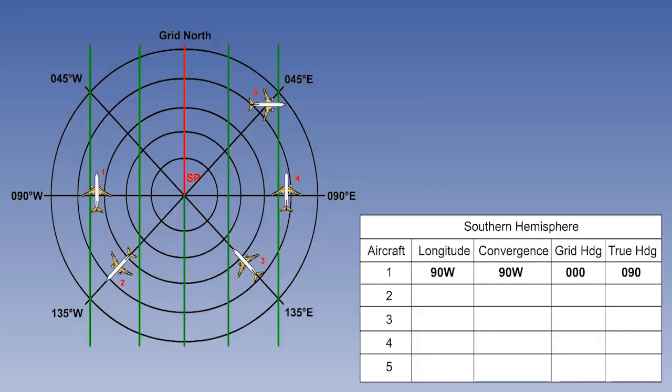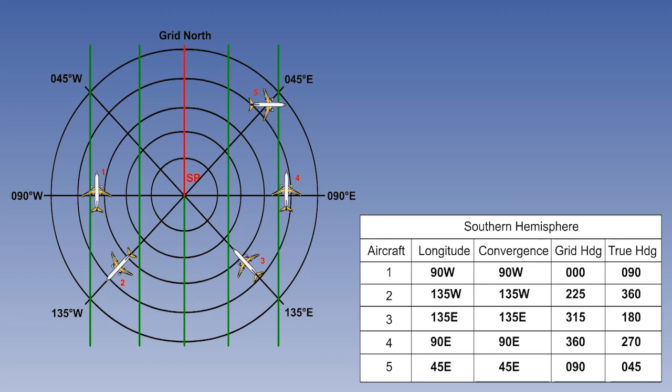Now try the same exercise in the southern hemisphere. Again, do it both ways, firstly by visual inspection and then secondly by using the rules. Get a piece of paper and work out what goes in each of the blanks. When you're finished, click to continue to check your answers. Here are the answers.